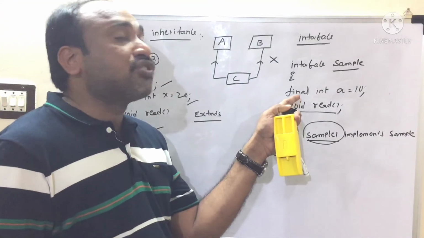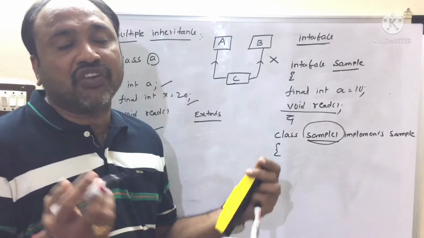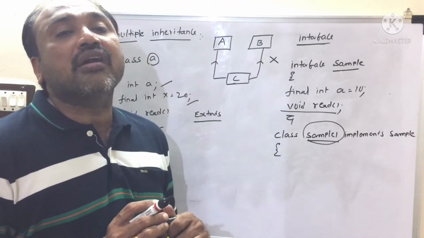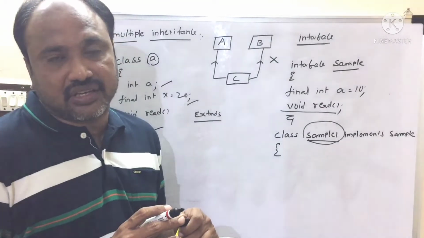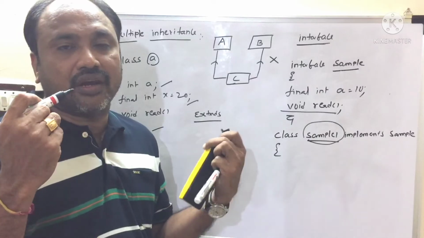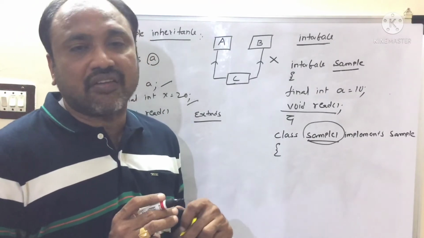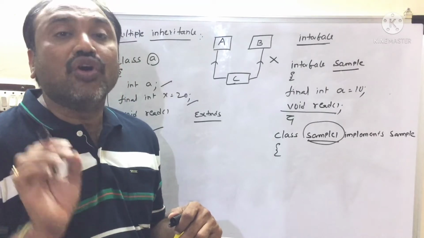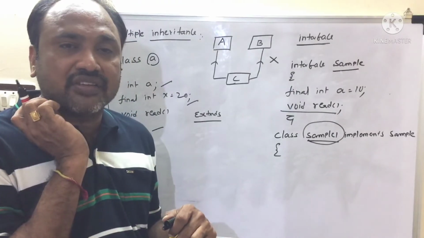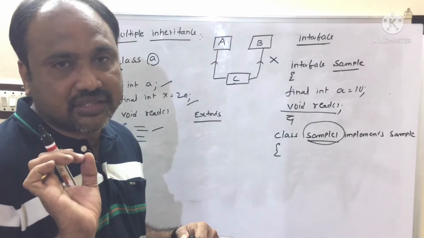Sometimes we have empty interfaces. Those interfaces are referred to as marked or tagged interfaces. An interface which is nothing, which does not have any constant values and does not have any abstract methods, is referred to as a marked or tagged interface.